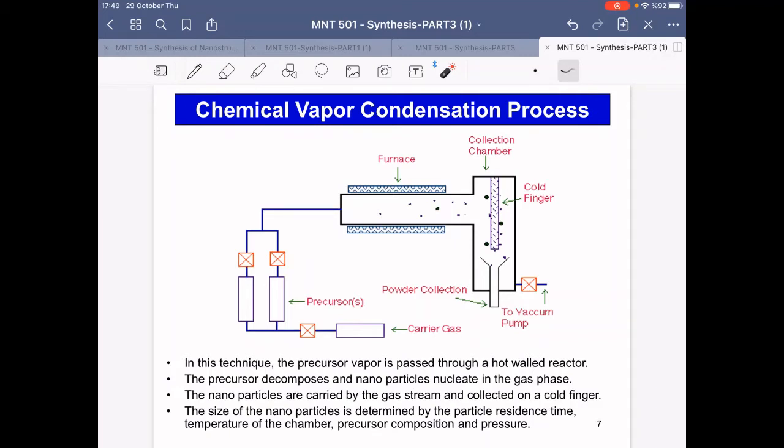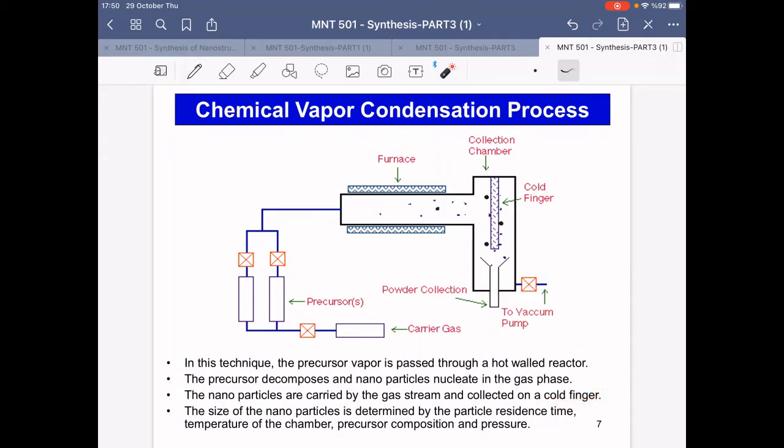The precursor vapor is passed through a hot vault reactor, and this is my reactor. It's heated. Okay, while it's passing here, it decomposes into these little nanoparticles. The nanoparticles are carried by the gas stream and collected on my cold finger. Okay, as you see, now you're getting into obtaining these nanoparticles to make like quantum dot 0D, 1D, 2D materials. They all have some similarities which you should keep in mind. Okay, the nanoparticles are carried and collected on the cold finger.